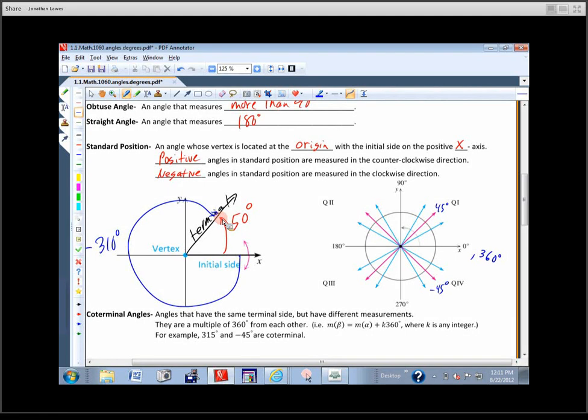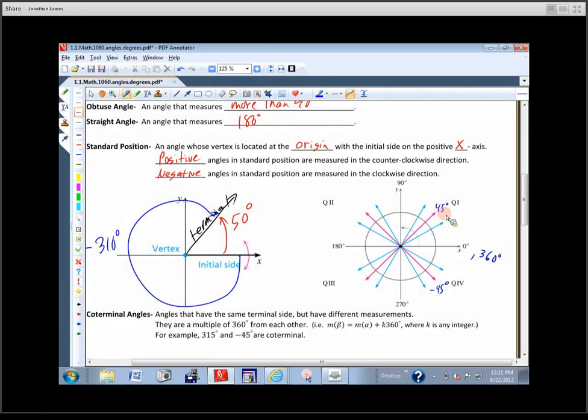Can anybody think of another reason? Yeah, Alexis? I can think of the sections it's in, like section 1, 2, 3. Excellent, I like that. So 0 to 90 is right here, and that's quadrant 1. It kind of goes with the first fourth of the circle or something like that. That might work. However you keep it straight, that's the way it is.